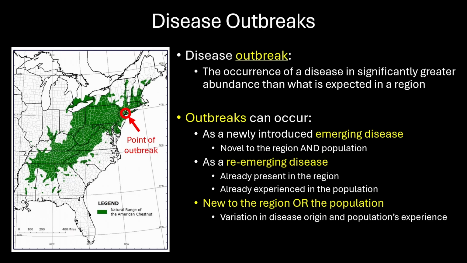Now, outbreaks can occur when you have a newly introduced emerging disease. Something that was not from this place has now been brought to a new place. It could be novel to a region. It could be novel to a population. So American chestnut trees have never seen chestnut blight, and suddenly they're being exposed to it. An outbreak could also be caused by a re-emerging disease, a disease that was already present in the region and already experienced by a population, but had been occurring at low rates and has now increased in occurrence.